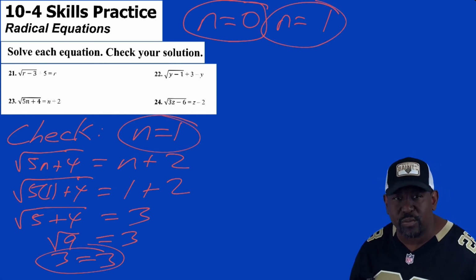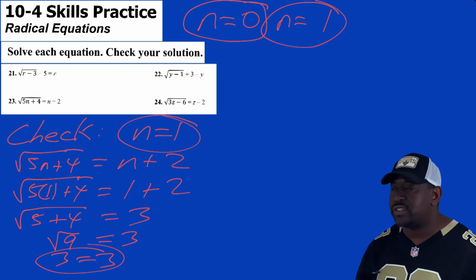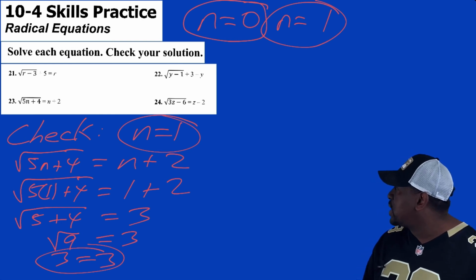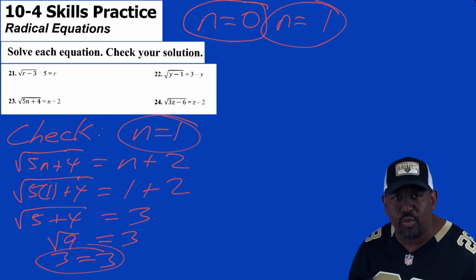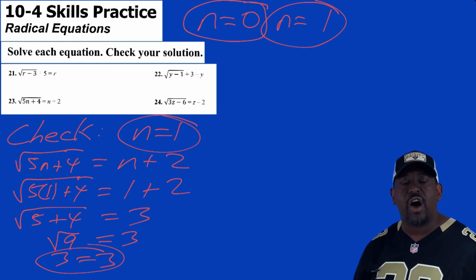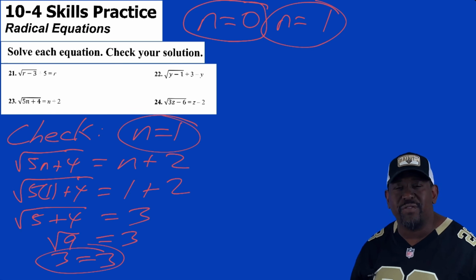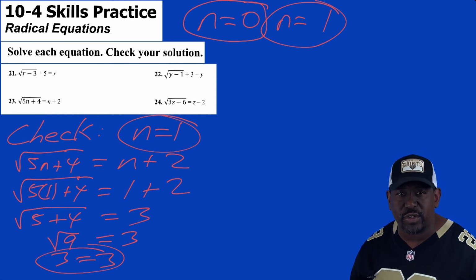So this particular problem has two solutions. So again, we are done. We've done a variety of different radical equation problems, and so we have solved the concept. We have mastered the concept of solving radical equations.